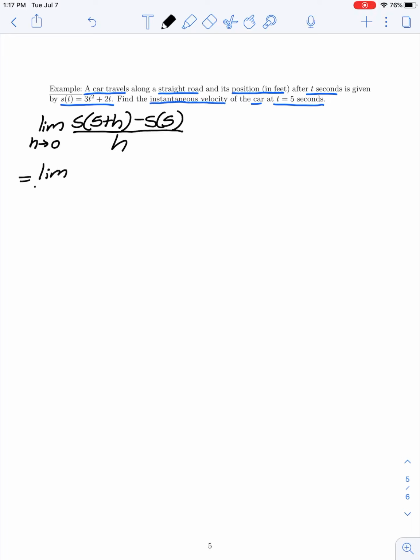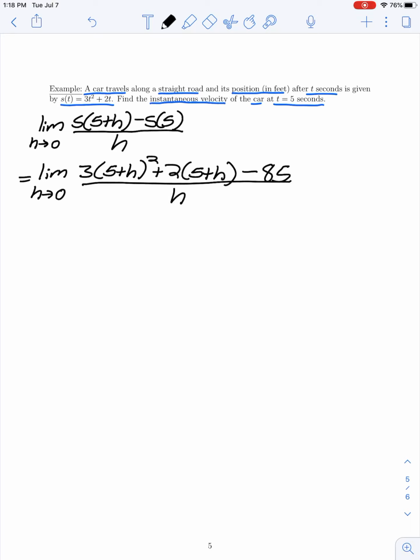So here we have the limit as h approaches 0, and s of 5 plus h is found by taking 3 times 5 plus h squared plus 2 times 5 plus h. So that is evaluating our position function at t equals 5 plus h. Then we're subtracting s of 5, which in the previous example we found was 85. And then we are dividing the whole thing through by h.